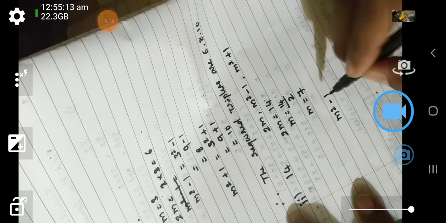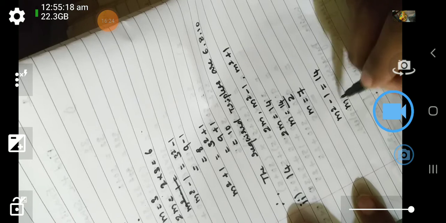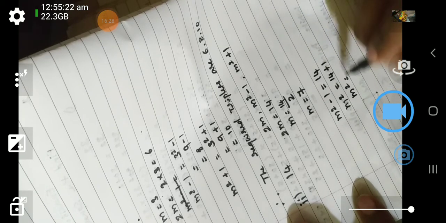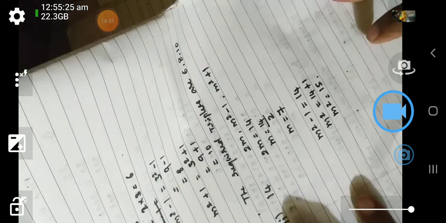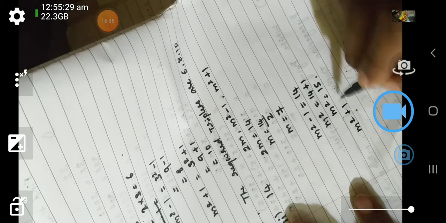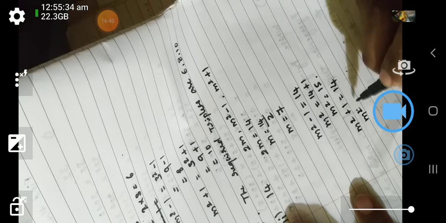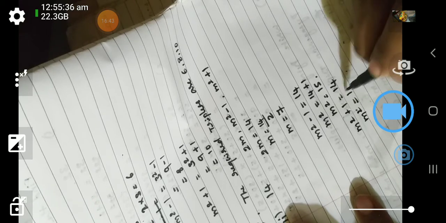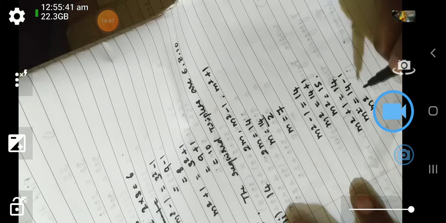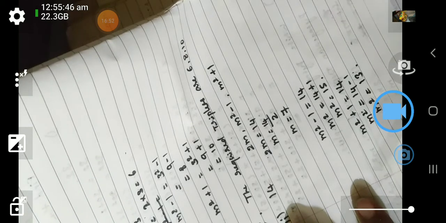So next we see, m square minus 1 is equal to 14. m square is equal to 14 plus 1. m square is equal to 15, correct? So next, m square plus 1 is equal to 14, so m square is equal to 14, and this 1 goes to that side, meaning minus 1. m square is equal to 13, correct?